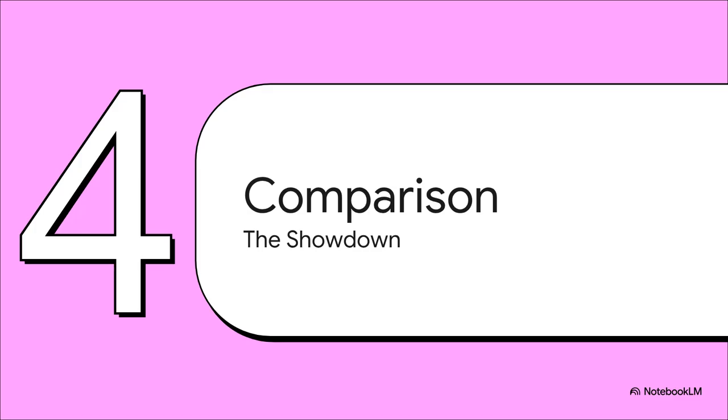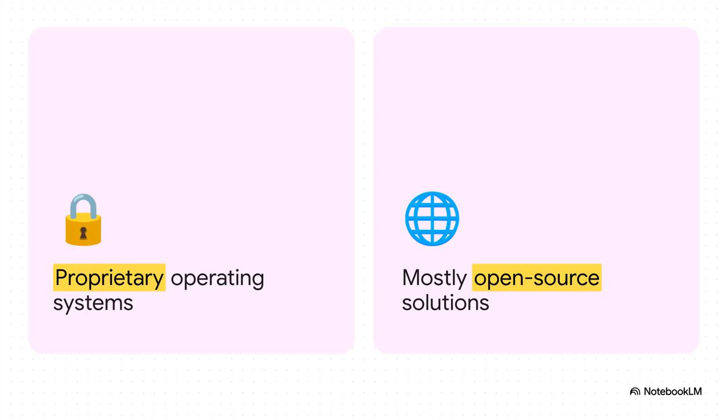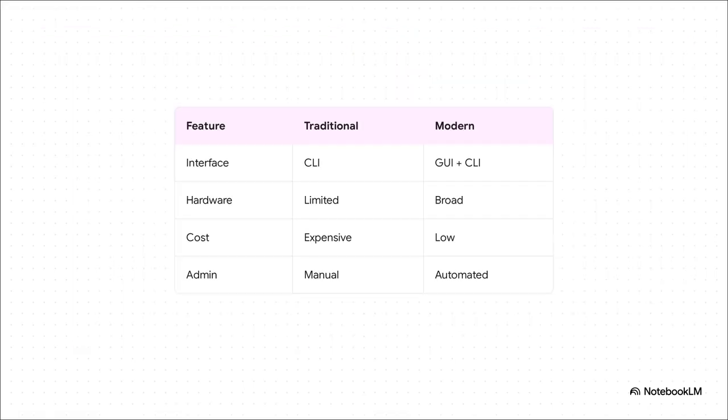Section 4. Head-to-head comparison, the showdown. When you really look at it, this all boils down to a fundamental philosophical split. On one side, you have the traditional approach: closed, proprietary, commercial systems that are tightly controlled by their vendors. And on the flip side, you have the modern approach: collaborative, open-source communities that are constantly sharing, iterating, and improving code together at breakneck speed. The transformation between the two is honestly pretty wild.